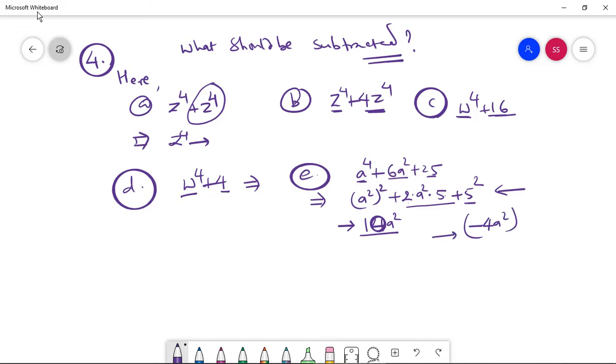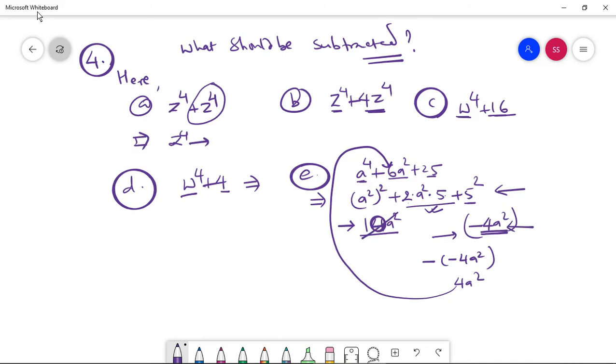Again, let me highlight this. We need 10a square, but here we have only 6a square. Our condition is we have to subtract. Subtraction means a negative number, if we subtract it becomes positive. That will be added to 6a square and it becomes 10a square. I believe now you understand.